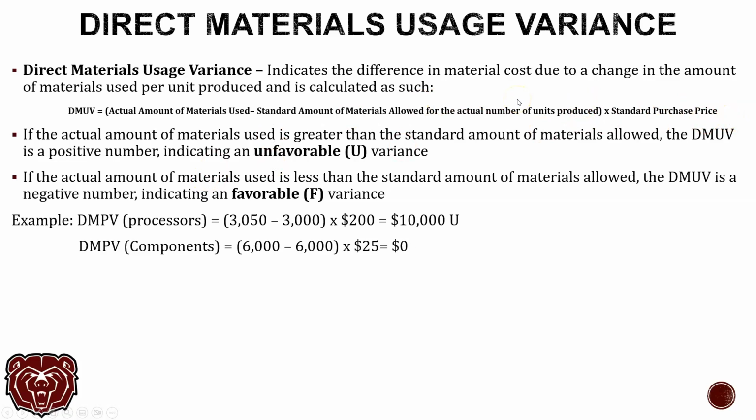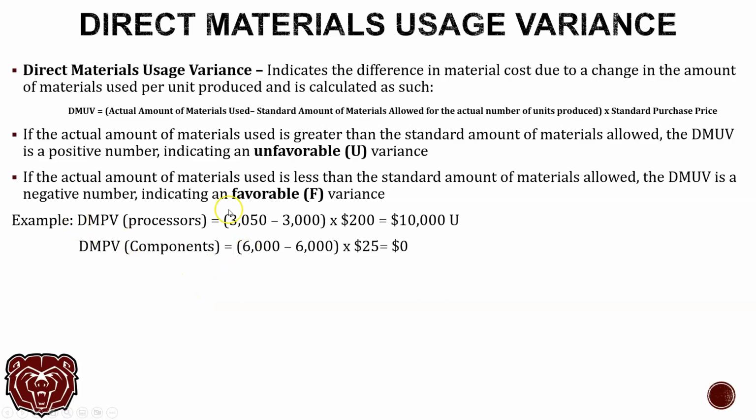Again, we'll go through this again. If the actual amount of the materials used is greater than the standard amount, then you have a positive number. This indicates an unfavorable variance. Why? Well, it's because we used more than we thought we needed to. We actually used more than we budgeted for use. If the actual amount of materials used is less than the standard amount of materials allowed, then it's a negative number. This indicates a favorable variance for us, right? This says we used less than what we budgeted for.